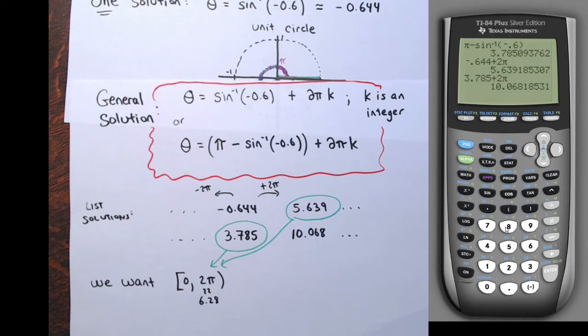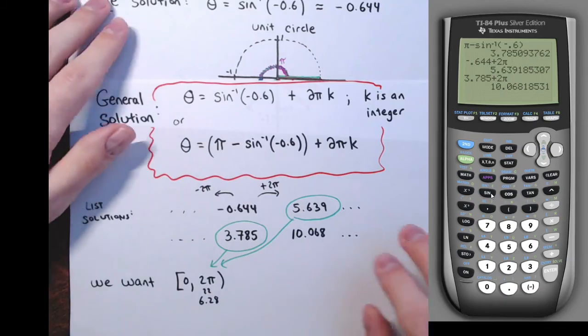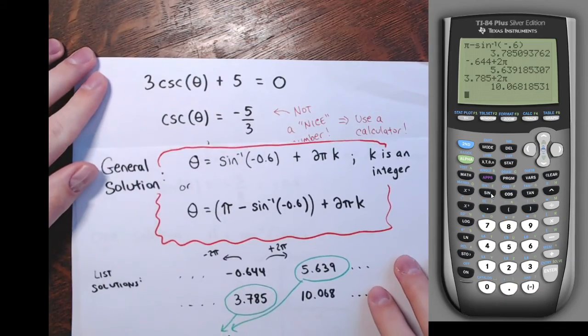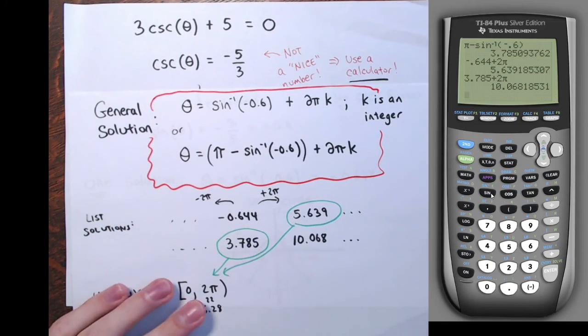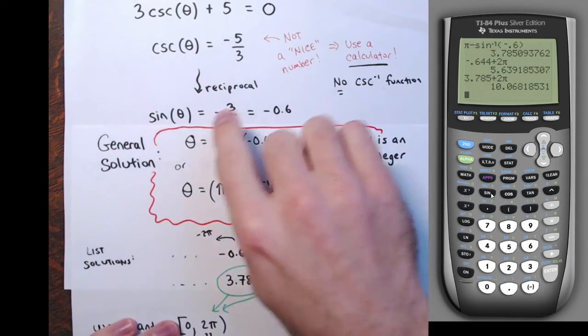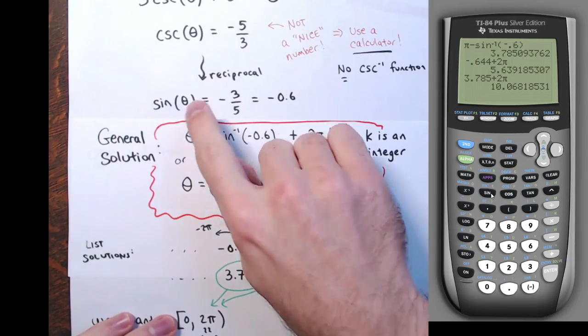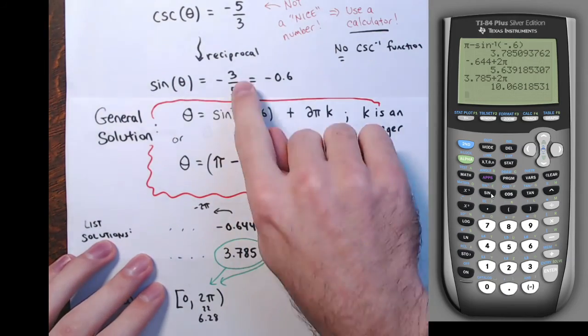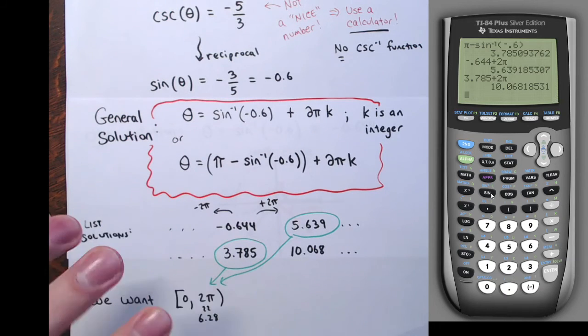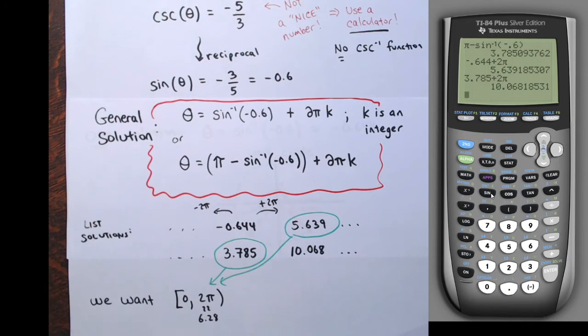And let's check those out. Now, I already showed you the 3.785, right? No, I didn't. I did negative 0.644. So let's see if it satisfies this equation. Let's go all the way back to here with the cosecant. Just do the sine one. It's the same thing. So is the sine of these two angles equal to negative 0.6? Now again, these are rounded, so it'll be about negative 0.6.